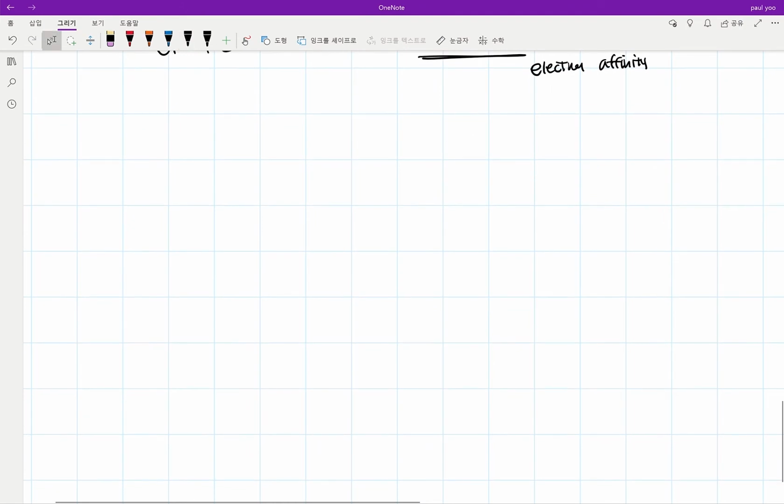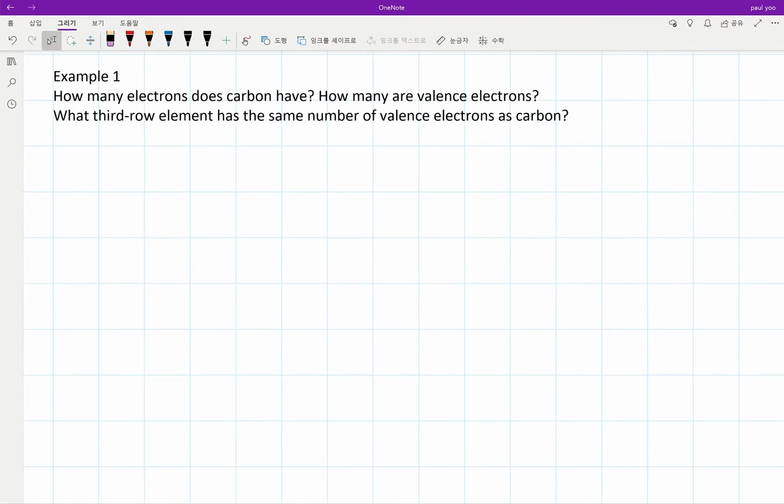So let's do some example problems. Example 1. How many electrons does carbon have? How many are valence electrons? What third row element has the same number of valence electrons as carbon? The number of electrons in an element is equal to the number of protons in its nucleus. Z for carbon is equal to 6. Therefore, carbon has 6 electrons.